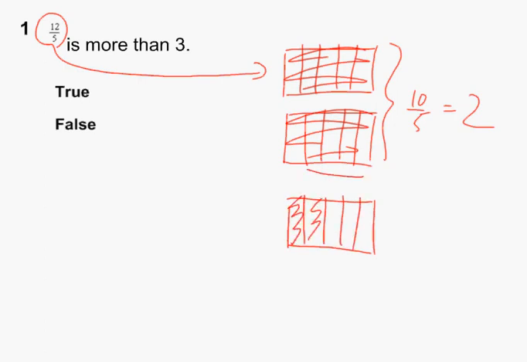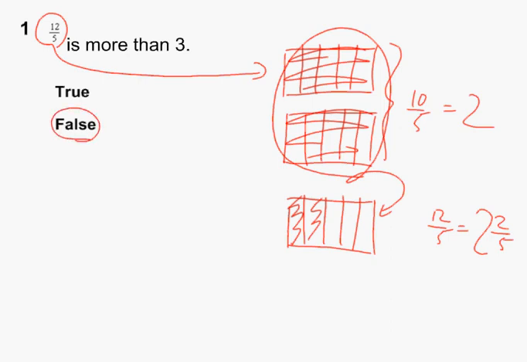it would really be the same as 2 and 2/5, which means that 12/5 is the same thing as 2 and 2/5. And is that more than 3? No, it's not. So the answer is false. It's less than 3.